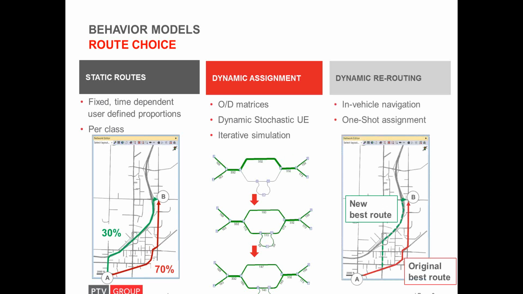Finally, there is vehicle rerouting, emulating dynamic in-vehicle navigation systems. And here, vehicles recalculate the optimal route to the destination during the trip. And if all vehicles are repeatedly rerouted, this results in a one-shot assignment. And what method to use actually depends on the size of the network, the available data, and last but not least, on the objective of the study.